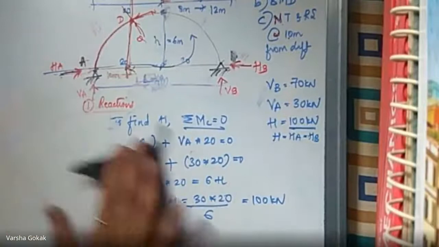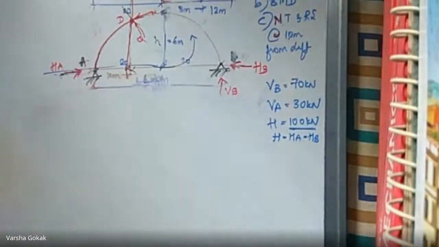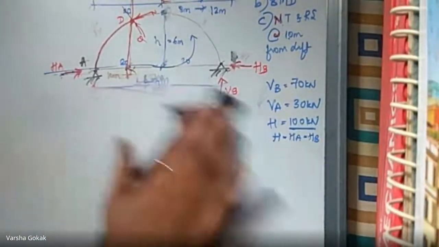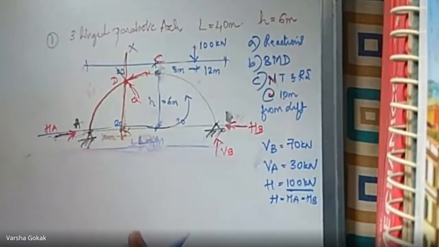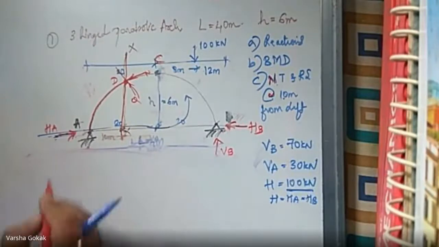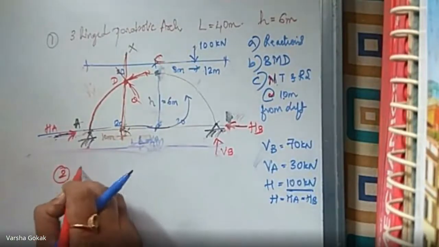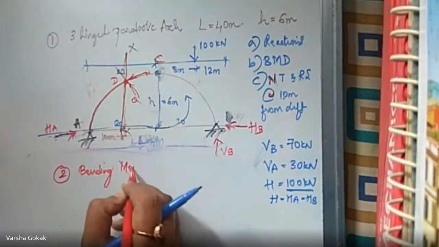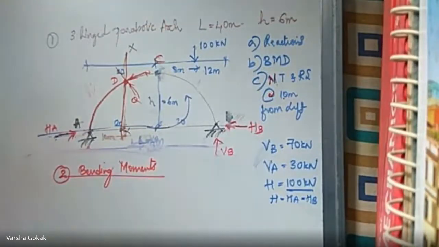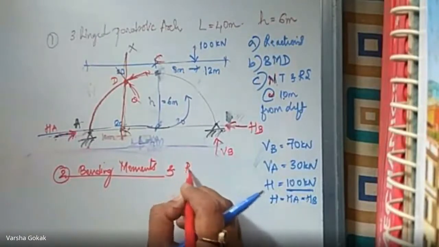Okay. So this was your first step wherein you found all the unknown reactions, that is VA, VB, HA and HB. Any doubts still here? Shall we go to the next point? Second, I have to calculate the bending moments. Let us calculate the bending moments and draw the bending moment diagram.